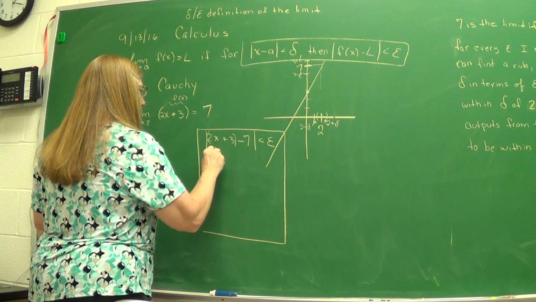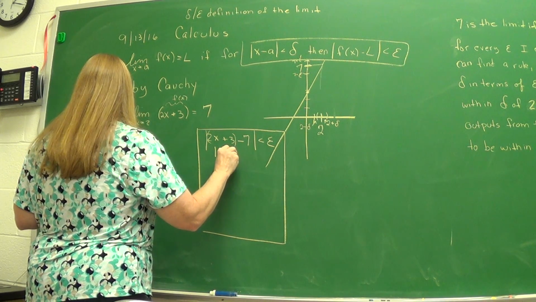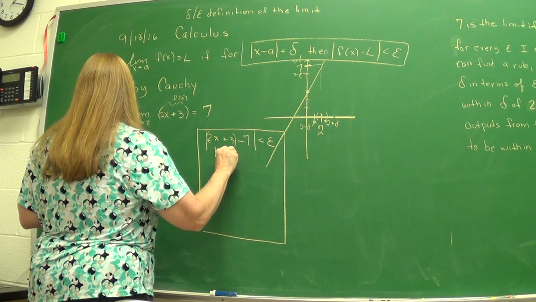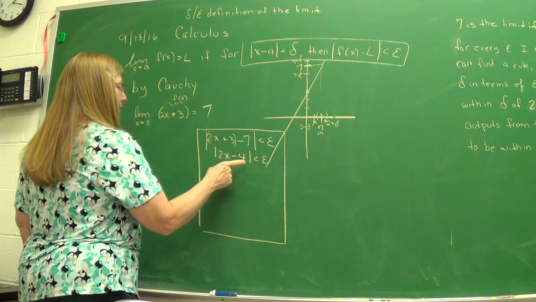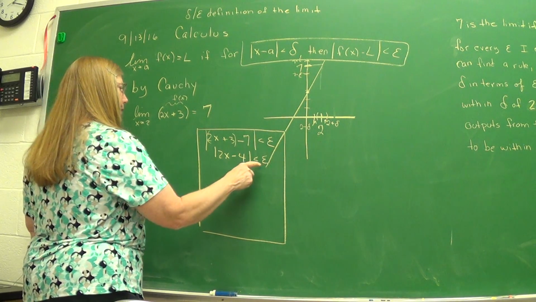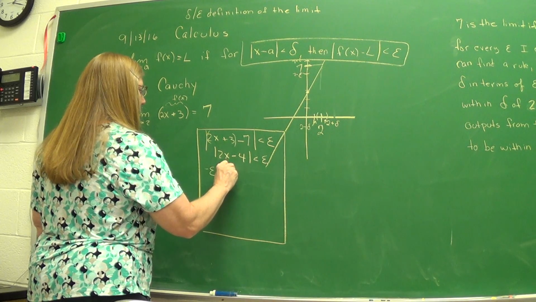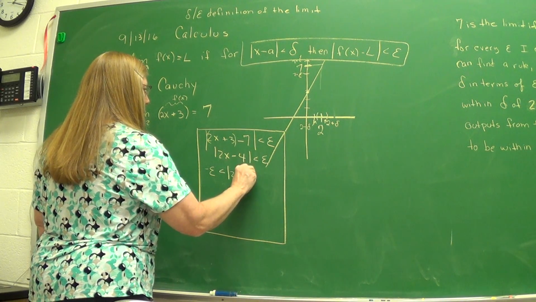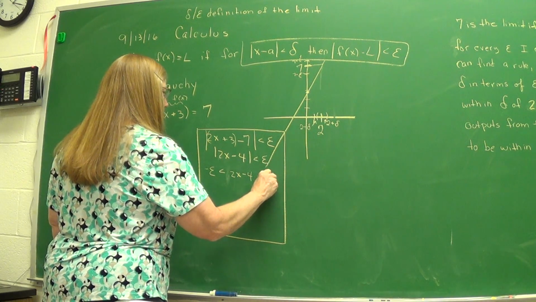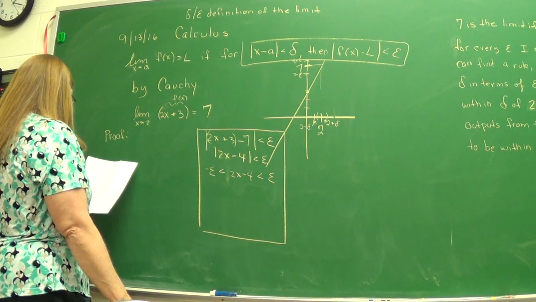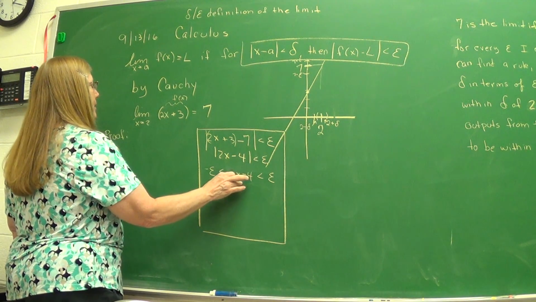Well, let me clean up. 2x plus 3 minus 7 is going to be 2x minus 4. And then an absolute value can hop out if we write it like this. Negative epsilon is less than 2x minus 4, which is less than, I don't need the absolute value anymore, which is less than epsilon. I'm going to factor out the 2.